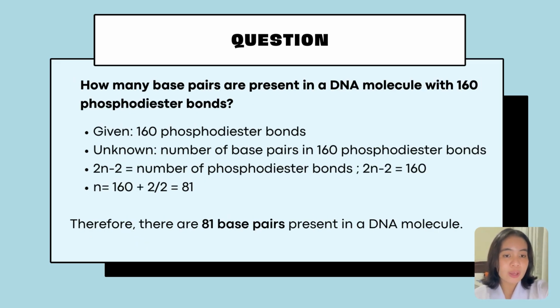For the third problem, we have: how many base pairs are present in a DNA molecule with 160 phosphodiester bonds? Given, we have 160 phosphodiester bonds, and the unknown is the number of base pairs in 160 phosphodiester bonds. We will utilize the formula 2n minus 2 again, wherein the number of phosphodiester bonds is 160, so 2n minus 2 is 160, therefore 160 plus 2 divided by 2 is equal to 81. And therefore, there are 81 base pairs present in a DNA molecule.